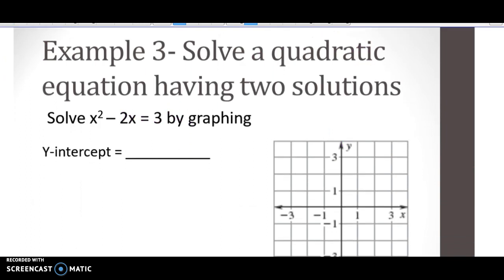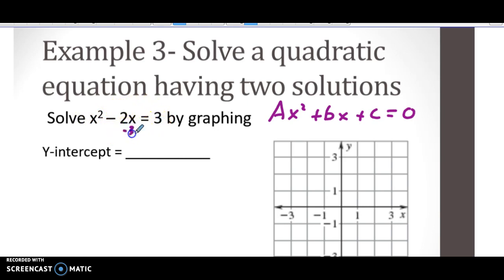We're not always given the graph though, so a lot of times we'll have to solve by graphing. So when I'm thinking about solving, I need to consider my standard form, ax squared plus bx plus c. And remember, my c is my y-intercept. But in this case, this isn't solved for in standard form yet.